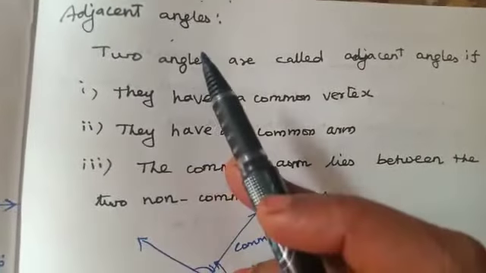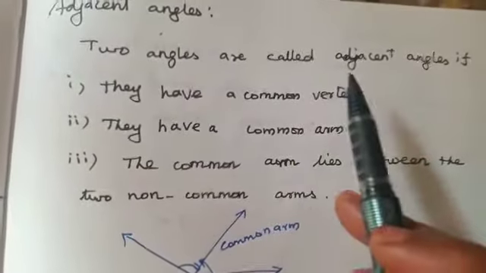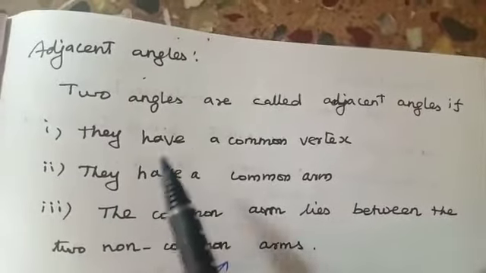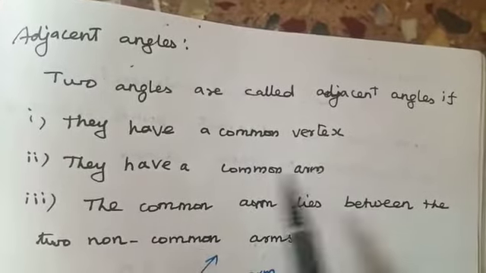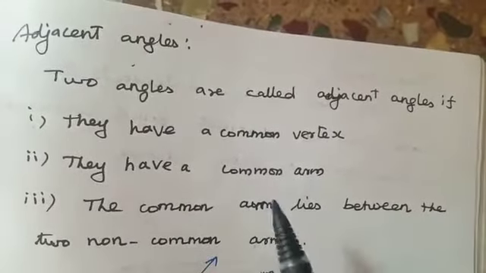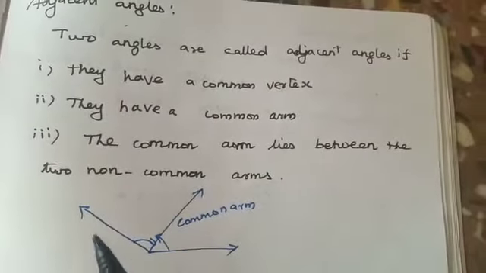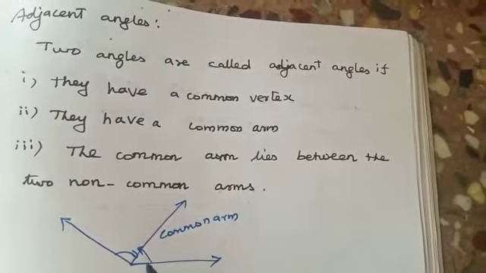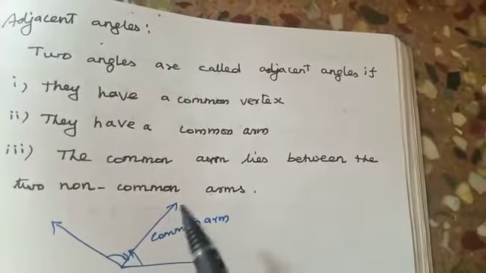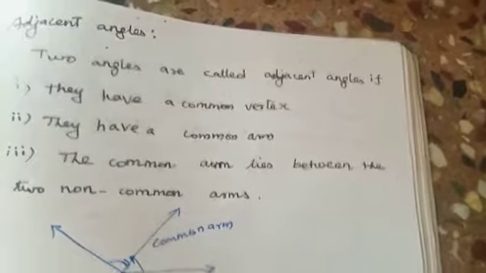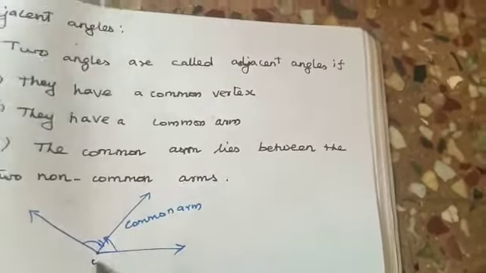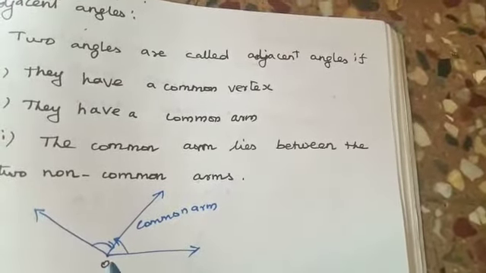Next, adjacent angles. Two angles are called adjacent angles if they have a common vertex, they have a common arm, and the common arm lies between the two non-common arms. See the figure. These are two lines, so this is the angle. This is the common arm. Then this is the common vertex. Okay children, say O, this is the common vertex.